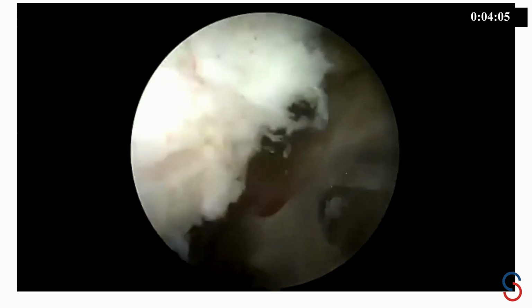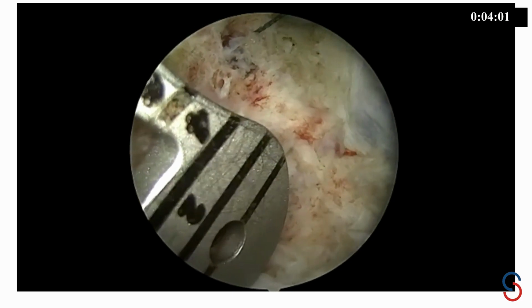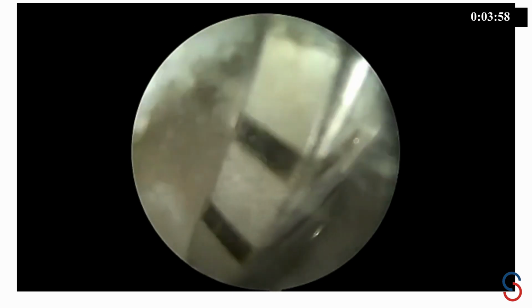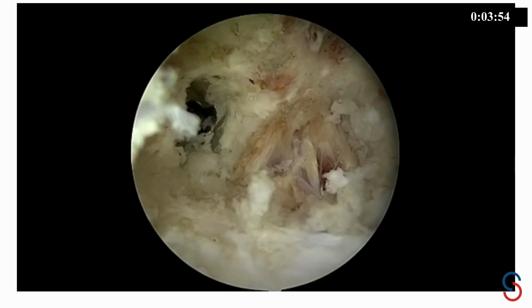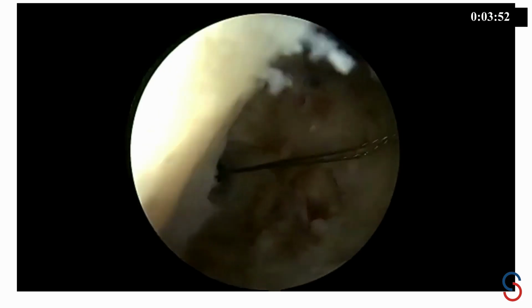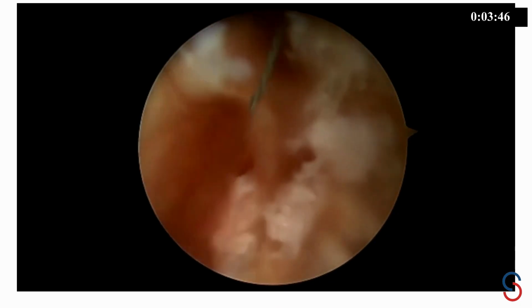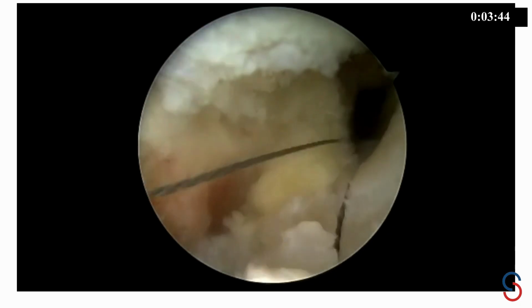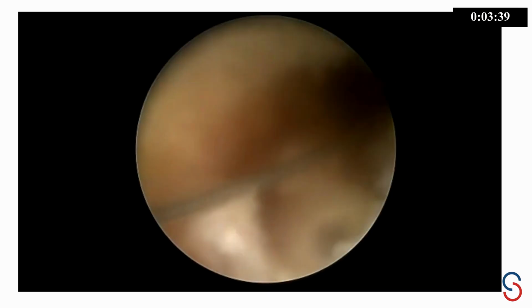Likewise, for the lateral tunnel, I will use the jig between my ACL and PCL. I will go lateral to the crater and, in a similar fashion, use the Beath pin, over-drill it with a 4.5 cannulated reamer, pass a Nitinol wire and grasp it through my posterior medial portal. Now you have two Nitinol wires, both of them in the posterior medial portal, and they are parked outside. Now what do I do with this?